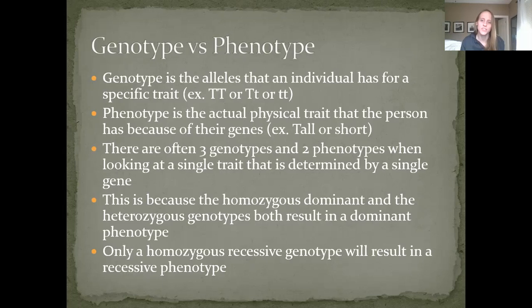Usually there are 3 genotypes and 2 phenotypes. And that is because both the homozygous dominant genotype and the heterozygous genotype give you the same phenotype. So if we look at this example here, big T, big T and big T, little t both result in a tall plant or tall person or whatever. Because as soon as you have a big T, that is the dominant allele, so it's going to show through. And then if the person or plant is little t, little t, they will be short.